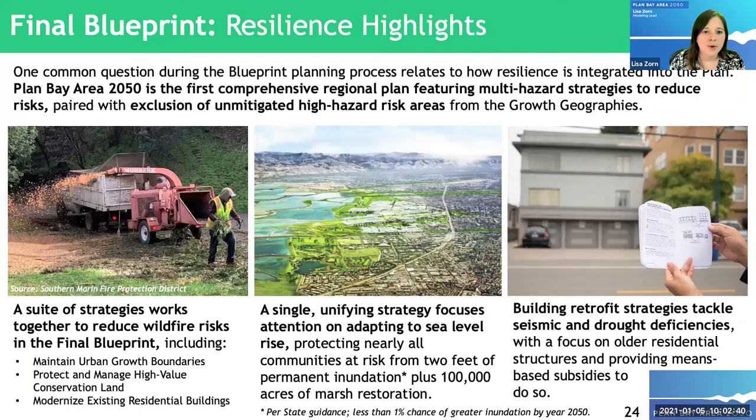As a quick sidebar, we'll be sharing a bit more with the ABAG board in January on the integration of resilience, which we've highlighted in previous blueprint presentations. We just wanted to remind everyone that both the draft and final blueprint include a suite of strategies to tackle wildfire risk, sea level rise, seismic and drought deficiencies, and more. To learn more specifically about our $19 billion vision to protect the Bay Area from sea level rise through year 2050, check out the briefer on planbayarea.org.